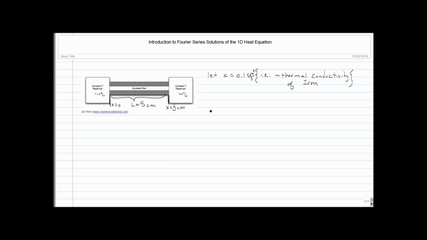Okay, so this is an example of how to solve the one-dimensional partial differential heat equation by using Fourier series methods. In the end, I will plot the solution in MATLAB. Okay, so this question is actually out of the book Elementary Differential Equations with Boundary Value Problems by Edwards and Penney.